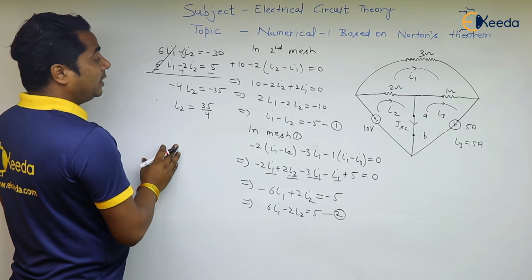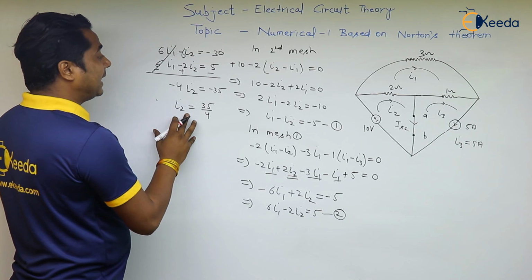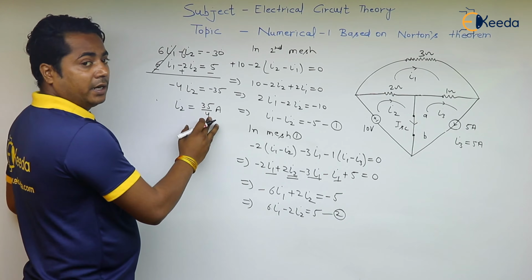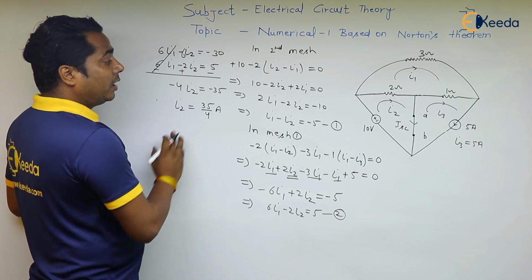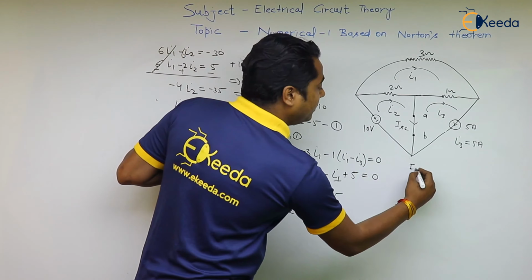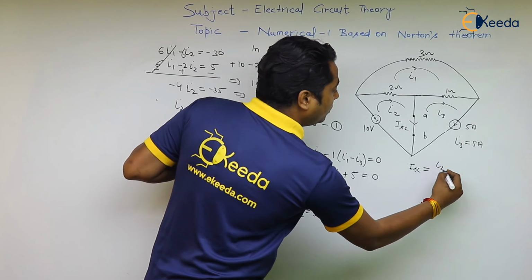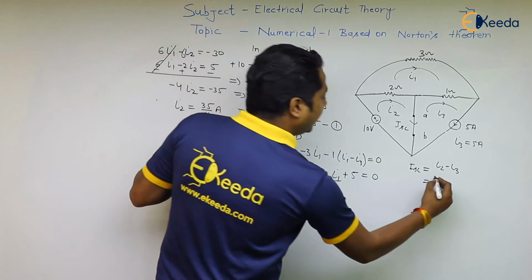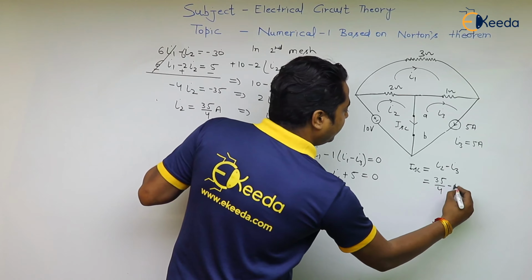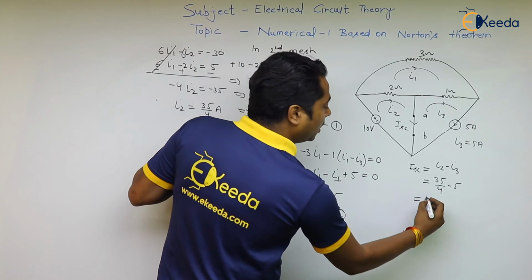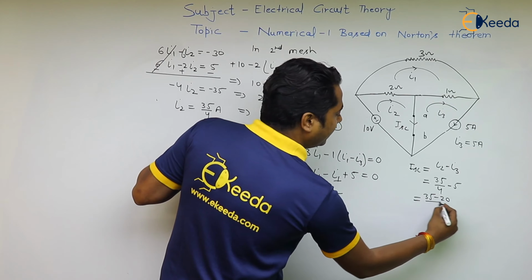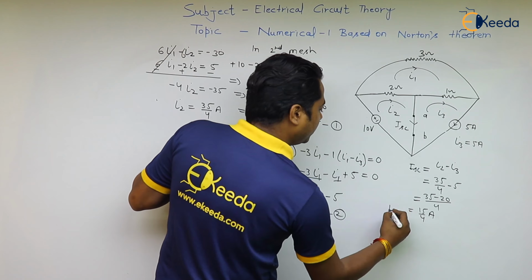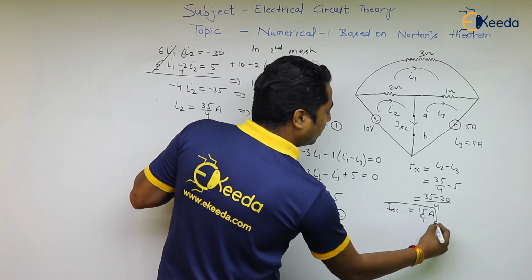But the question has not asked the value of I2, it has asked the value of IN. The value of I2 is equal to 35 by 4, but we do not need this current. We need ISC, and ISC will be equal to I2 minus I3, and the I2 value we have calculated is 35 by 4 minus 5, that is 35 minus 20 divided by 4, that is 15 by 4 ampere.